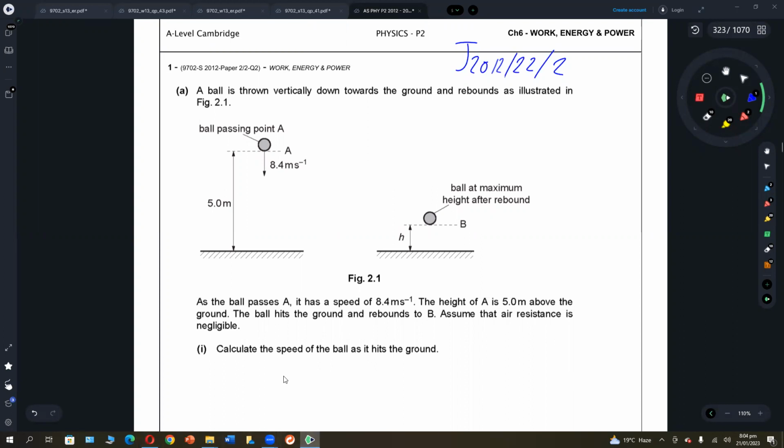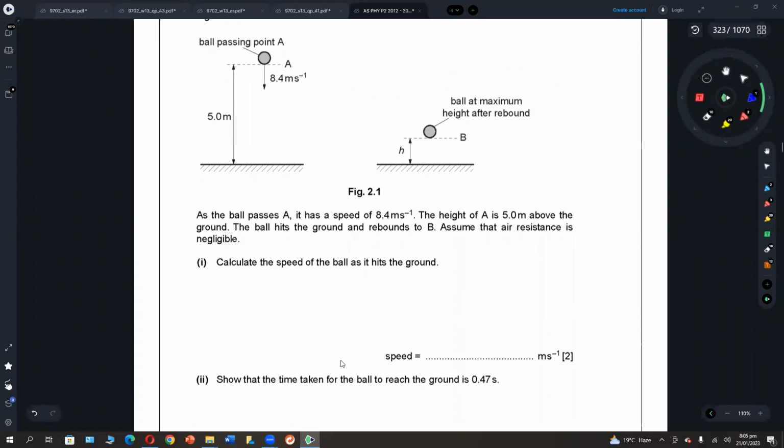As the ball passes A, it has a speed of 8.4. The height of A is 5 meters above the ground. The ball hits the ground and rebounds to B. Assume that air resistance is negligible. This is the point you should check from the start. It means acceleration is equal to g.